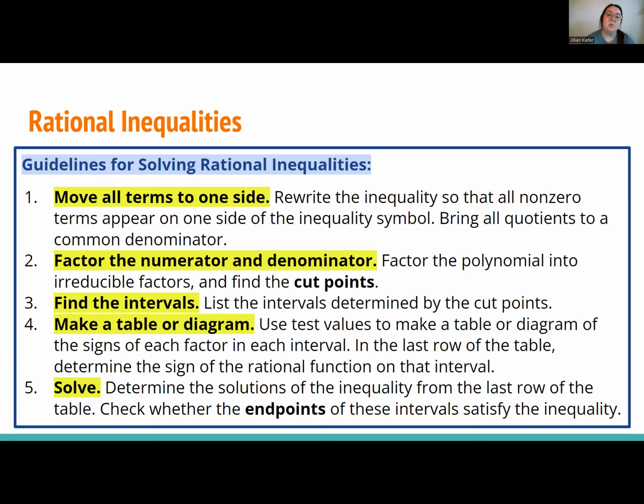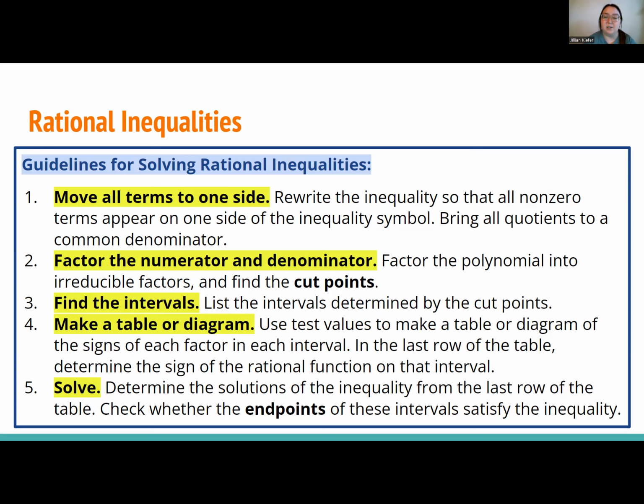But all right, so you move all your terms to one side. You do this by adding or subtracting terms, bringing everything over to one side if it's not already. If they're not in a common denominator, you have to bring them to a common denominator. So if you have two rational functions, one plus or minus the other, you have to combine them. Then step 2, factor the numerator and the denominator. Factor the polynomial into irreducible factors and find the cut points. So that means factor your numerator and your denominator, set them both equal to 0, and solve for the cut points, the zeros and the vertical asymptotes.